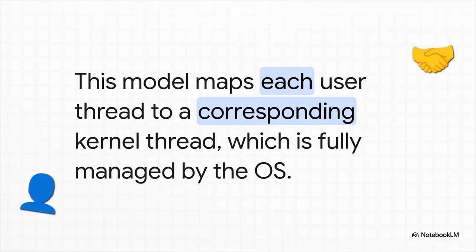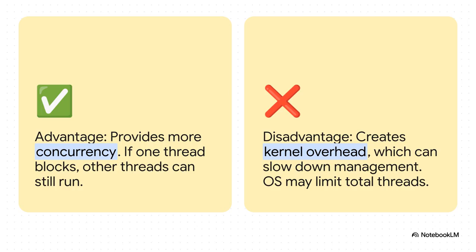Next up, we have the one-to-one model. This approach is much more straightforward. It gives one dedicated kernel thread for every single user thread that the application creates. The benefit here is massive. You get what's called true concurrency. This means multiple threads can actually run on different processor cores at the exact same time. If one thread has to wait, it doesn't affect the others at all.